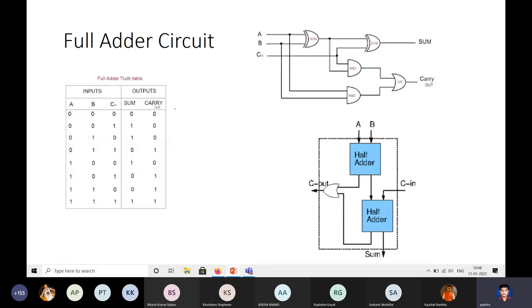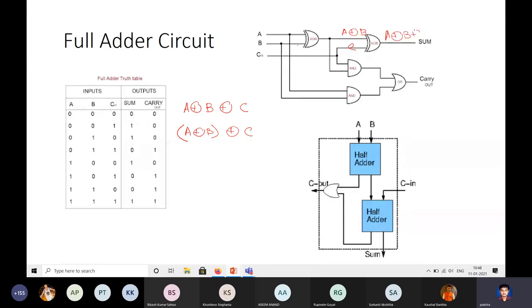XOR is associative. So if you have A XOR B XOR C, you can as well write it as A XOR B, entire thing XOR C. So that's what I have done. I have written the sum as A XOR B, entire thing XOR C. So this is A XOR B, and this is C.